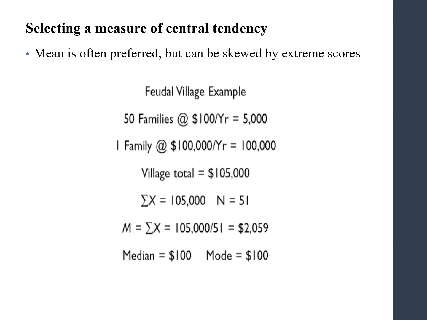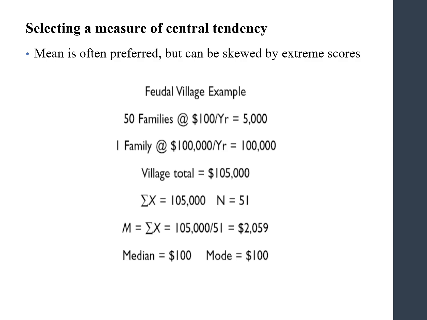The mean is the most used measure of central tendency, but it can be skewed by extreme scores. There's a famous example of this called the feudal village example. In this fictional village, there are 50 families that make only $100 per year. That means that in total, 50 families accumulate only $5,000 per year. However, there is one very wealthy family that makes $100,000 per year.